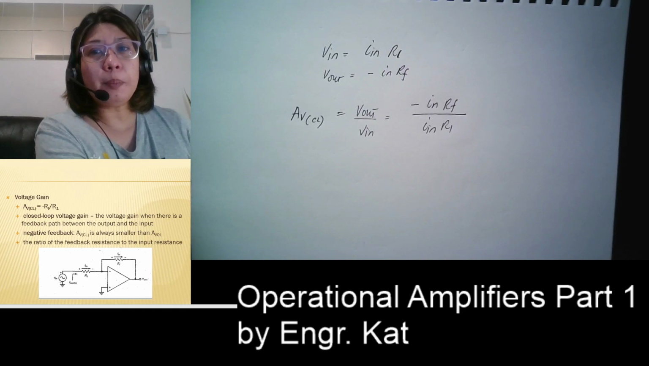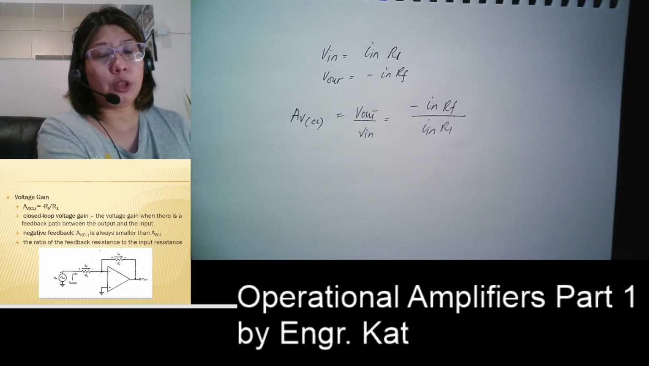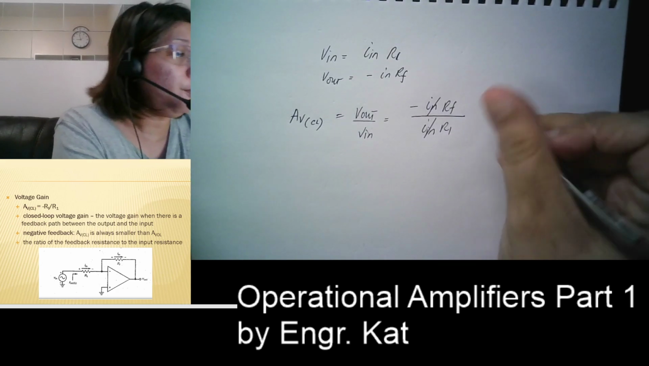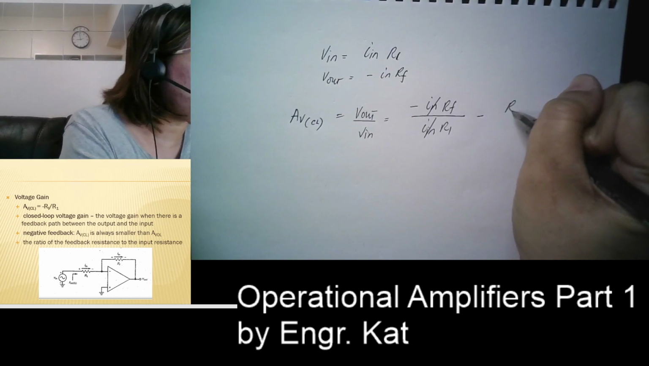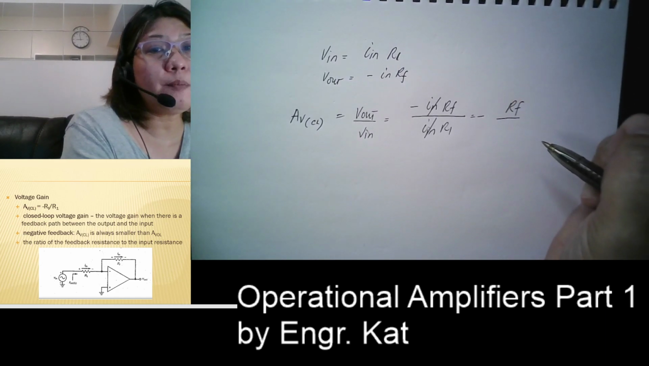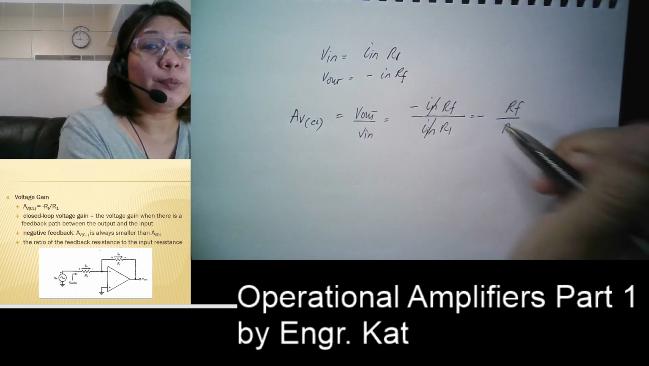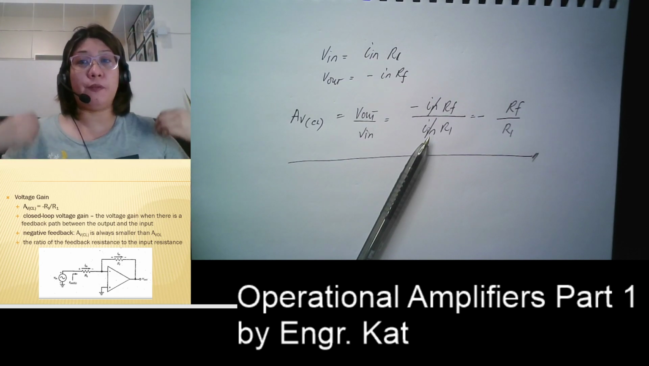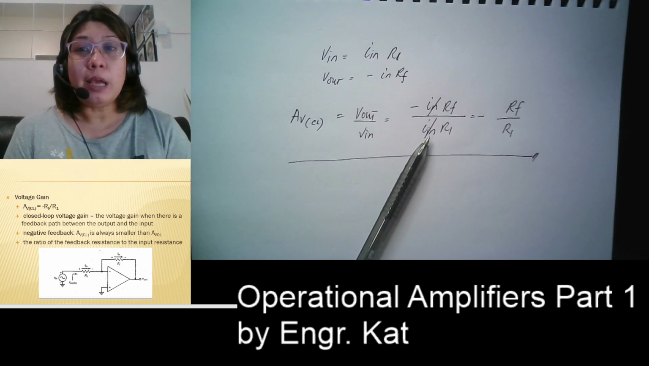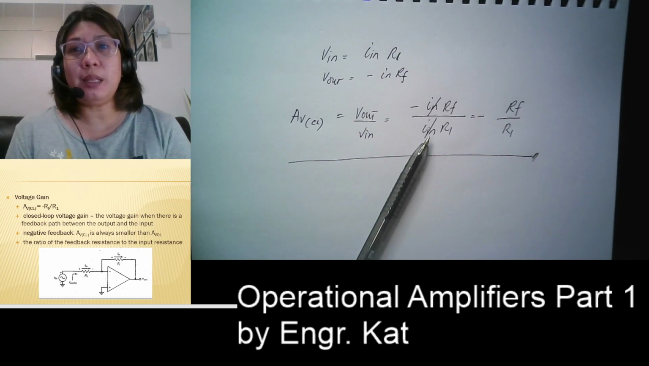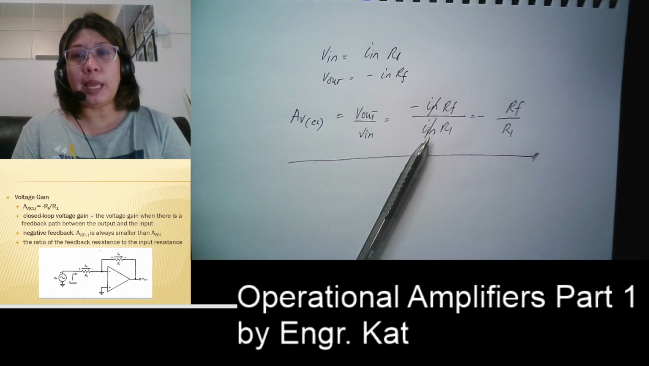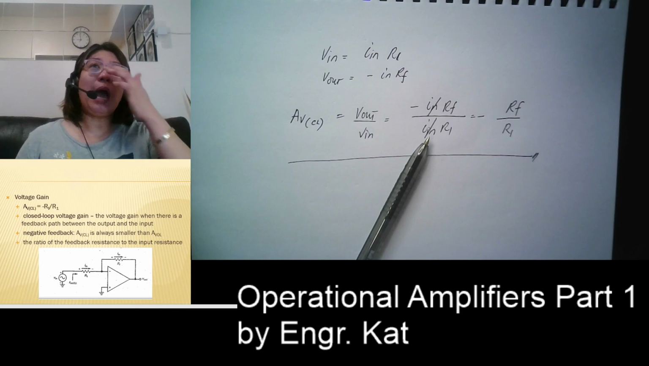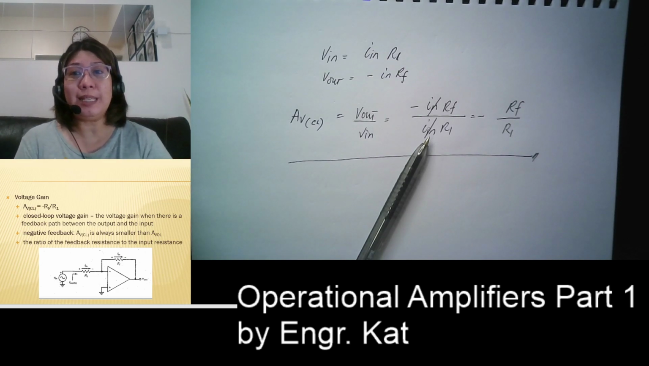Since we are talking about the same input current, because no current will enter your operational amplifier, we're just going to cancel this out, leaving us with a voltage gain equivalent to minus RF, or the feedback resistance, divided by R1. So this is the closed loop voltage gain for any inverting amplifier. The negative sign signifies that there is a 180 degrees phase shift between the input and the output signals. As we can see, we have a very, very simple design here.